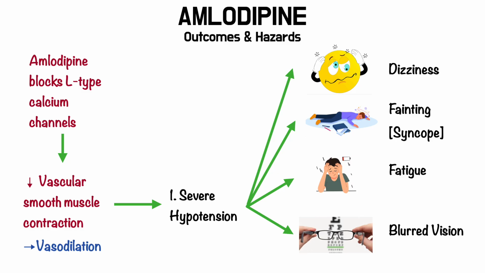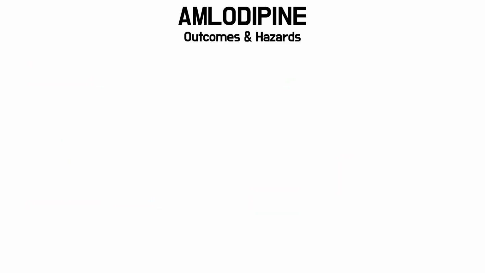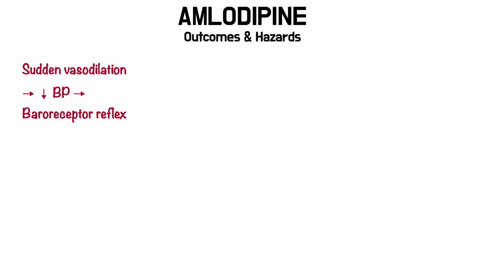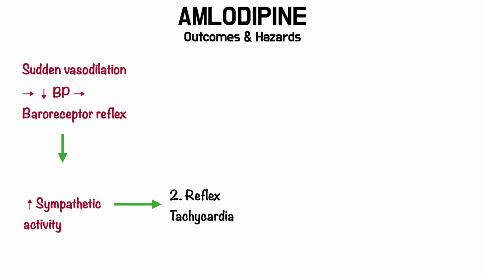So since there is severe hypotension happening, there is a compensatory mechanism in our body to increase that blood pressure, right? So what actually happens is that the sudden vasodilatation leads to a decrease in blood pressure, but that will stimulate the baroreceptor reflex, finally causing an increase in sympathetic activity, and that manifests as reflex tachycardia, that is an increase in heartbeat, right? So the rate of heartbeat increases, and that manifests as 4 different signs again.